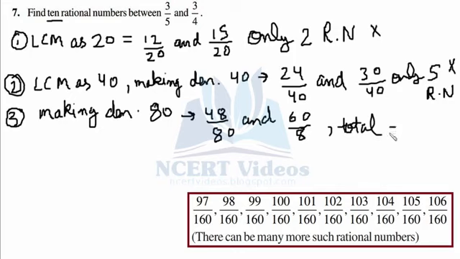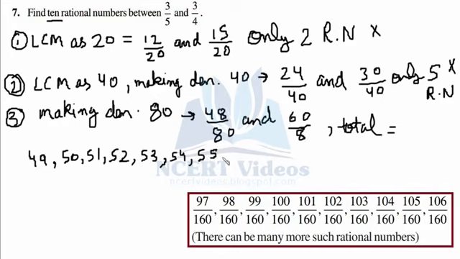So we get total, as calculated, 49, 50, 51, 52, 53, 54, 55, 56, 57, 58, 59, obviously 60 over 80 is our extreme point. We will not calculate it. So 1, 2, 3, 4, 5, 6, 7, 8, 9, 10, 11. Well, this solves our purpose.